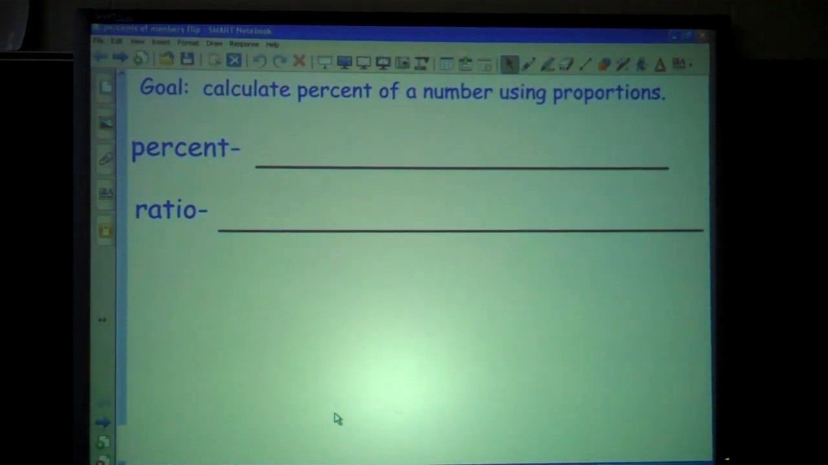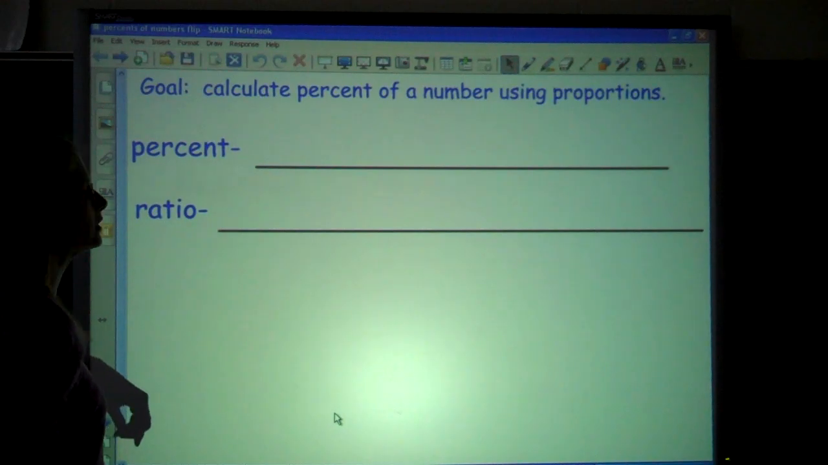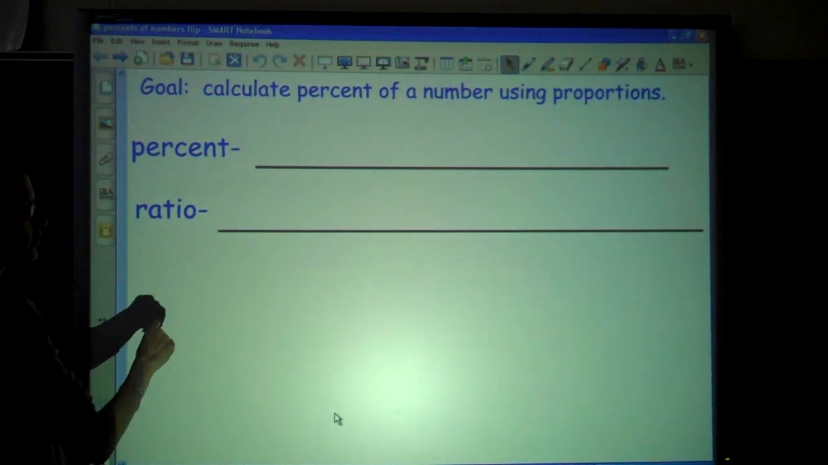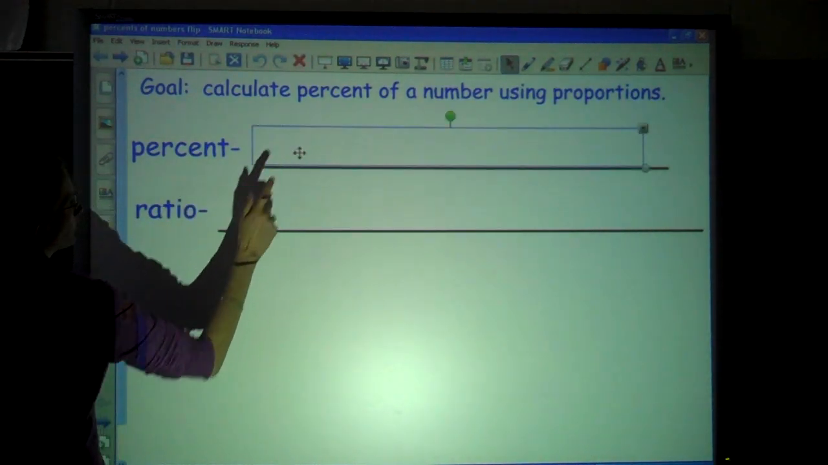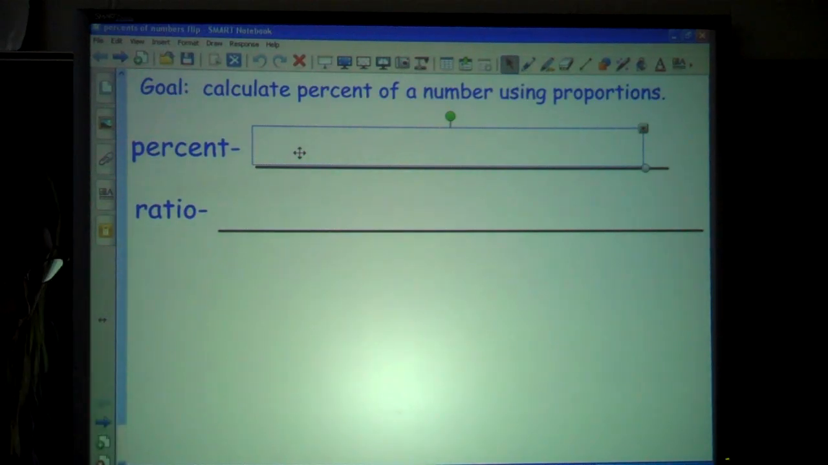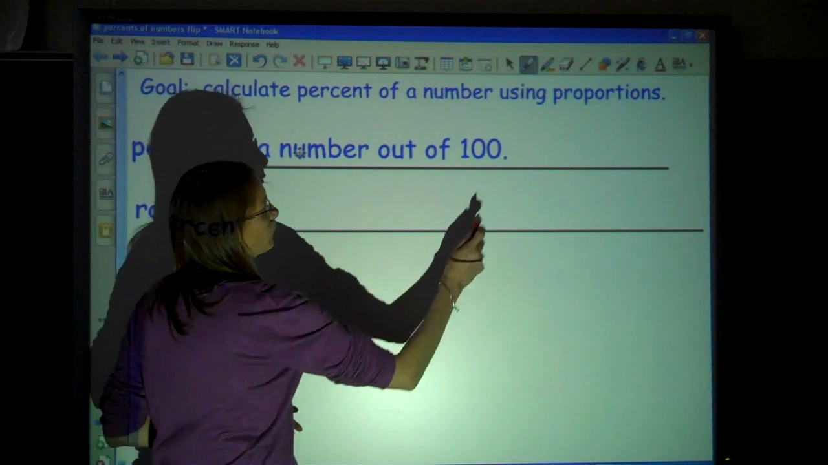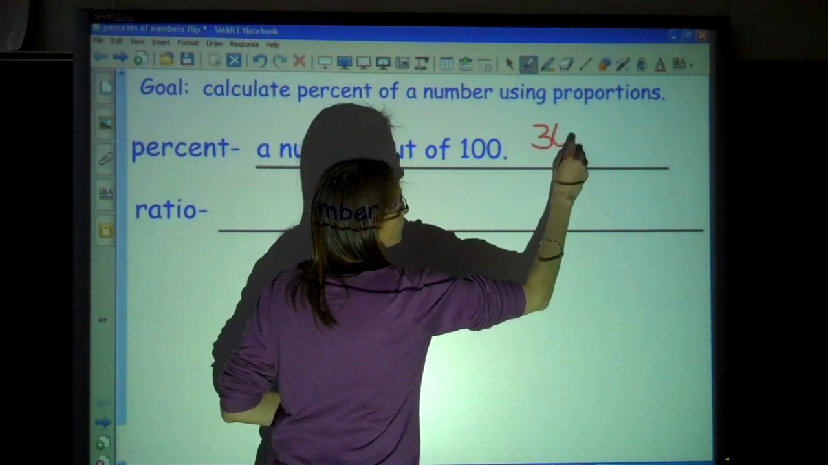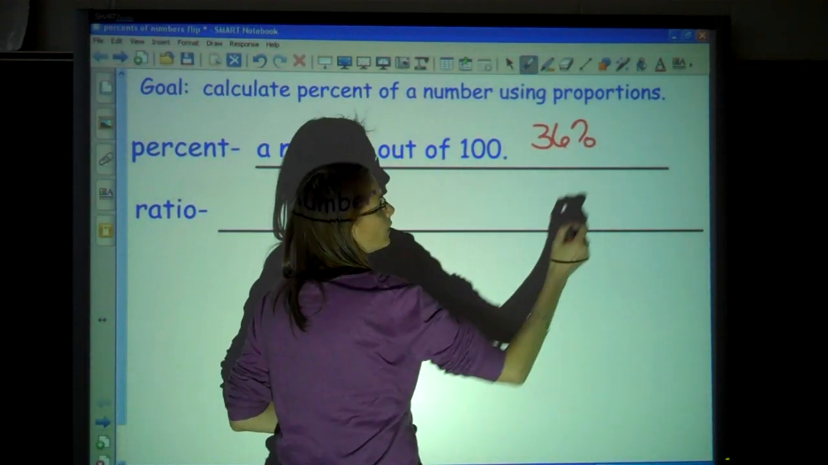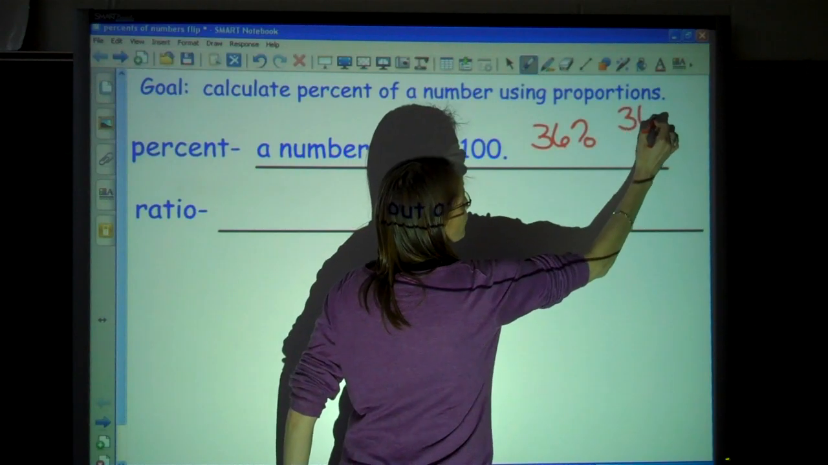Today we will be calculating the percent of a number using proportions. The first definition I'd like you to copy down is percent. And percent is a number out of 100. And it can be written like this or like this as a ratio.